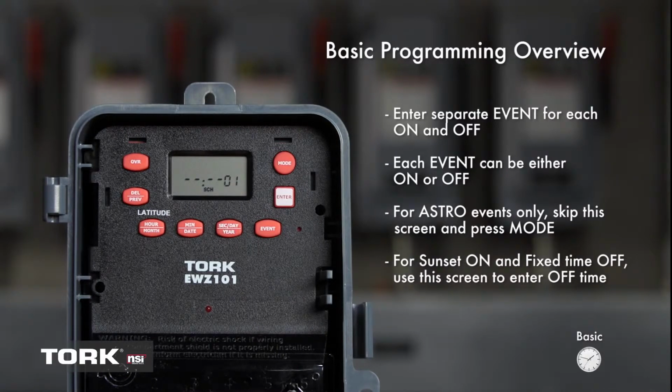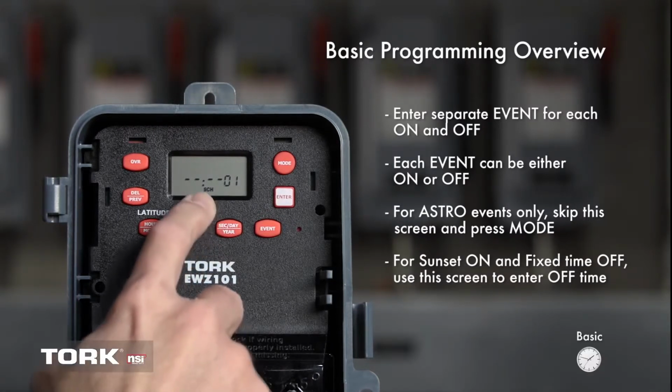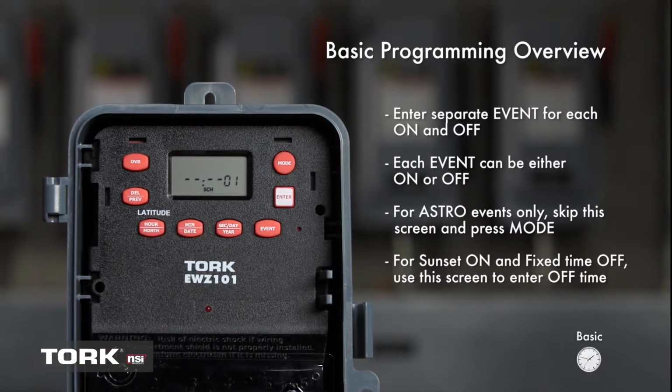We will now set the timer for a basic schedule. For this example, we will set this timer to turn on at 6 a.m. and off at 7 p.m. Monday through Friday, and set astronomic on and off Saturday and Sunday. Be sure the LCD says SCH.